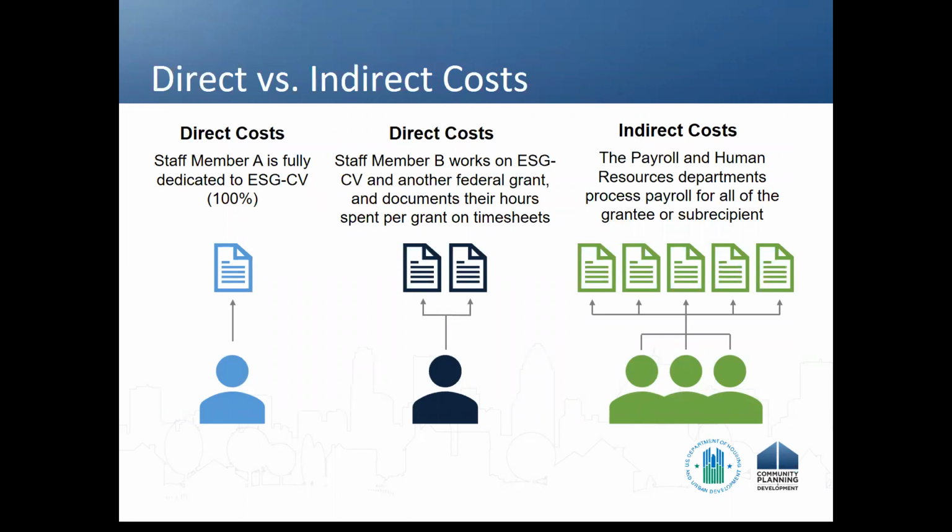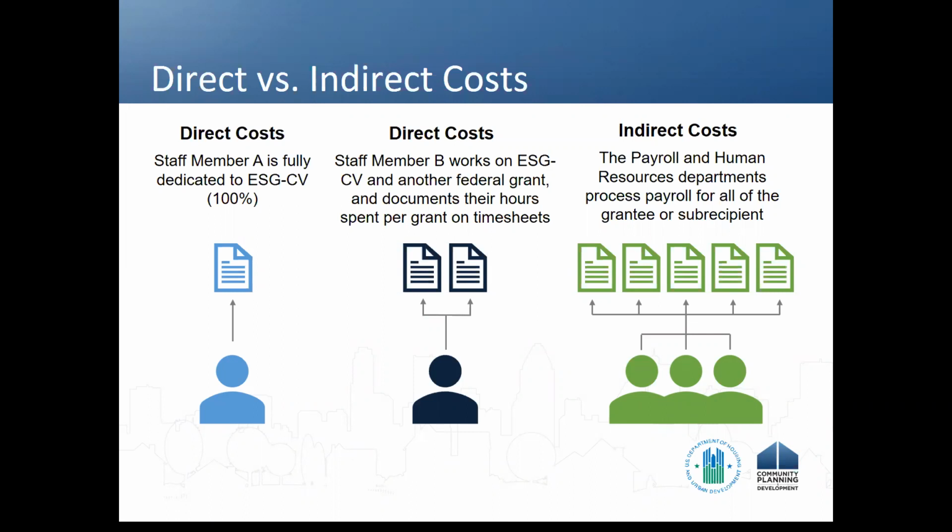Okay, so the following illustrates an example of differentiating direct costs from indirect costs. Starting from left to right, we have 3 examples here. If staff member A is fully dedicated to the ESG-CV award, then 100% of their salary and fringe benefits, such as healthcare, et cetera, are allocable to the ESG-CV award. And so that's a direct cost.